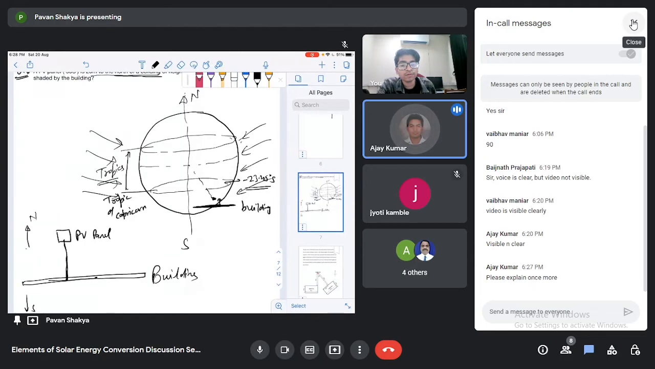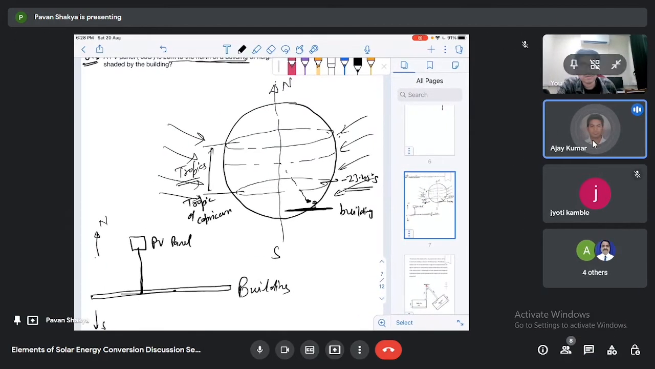Sir, I am still finding it difficult to locate that, because we are showing the building below the Tropic of Cancer, and the North Pole is on the upside. And this panel is considered to be flat. This is the building, so where is my panel? I am not able to locate it in this, sir, even now.